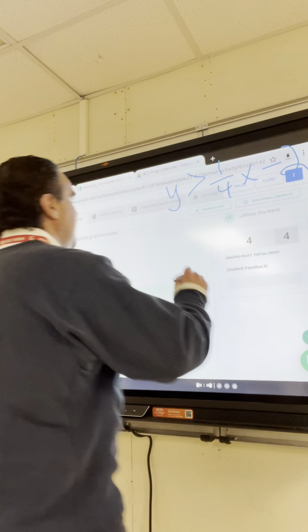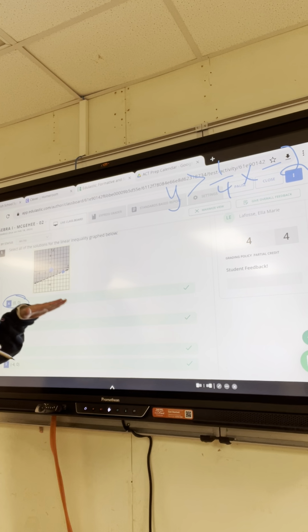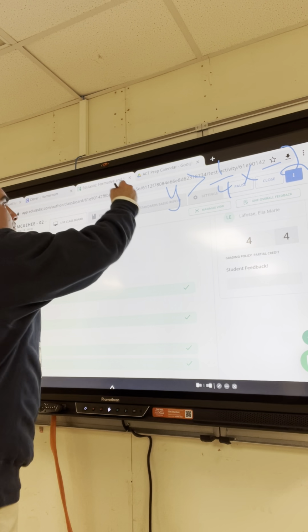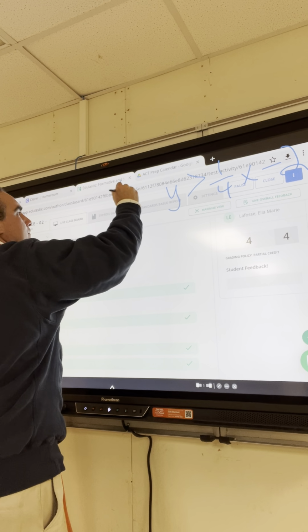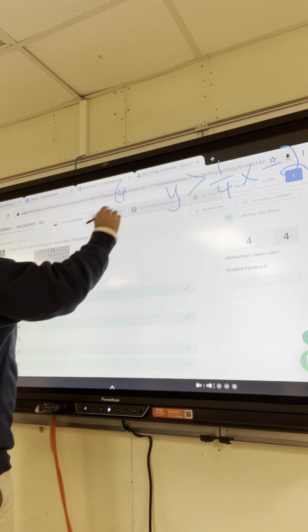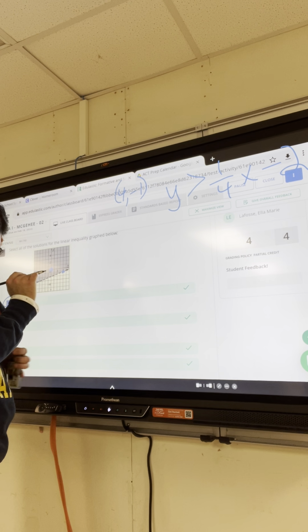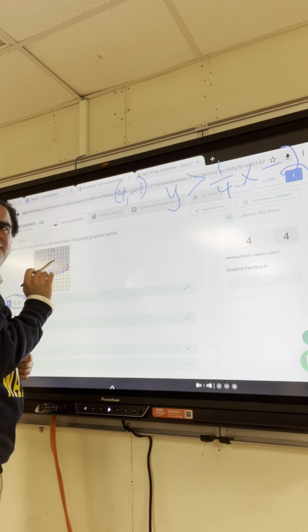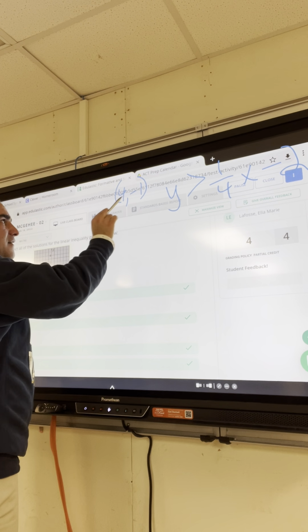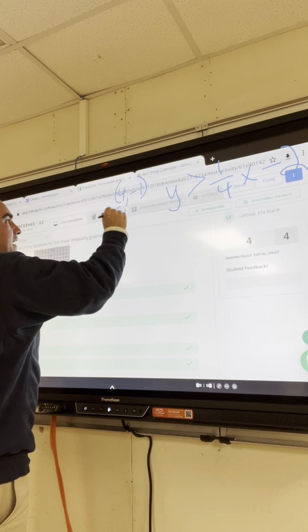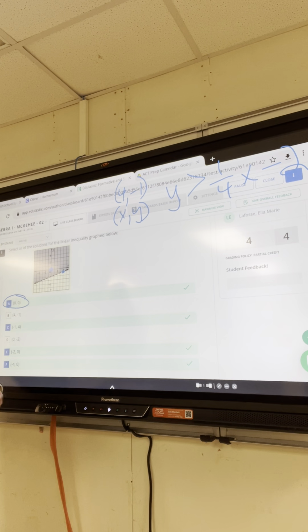So 4, -1. It looks like it's on the graph, but I'm going to go ahead and check it. The way I check it is by plugging in the x and the y. So I got 4, -1. Which one's x and which one's y? X is 4 and y is -1. So this is x and this one's y, right? And that's called a coordinate set.